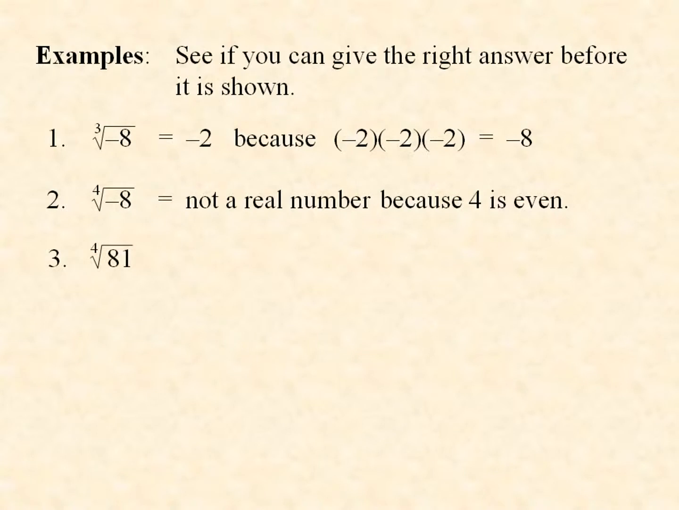Fourth root of 81. That's 3, because 3 times itself 4 times is 81. 3 times 3 is 9, and another 3 times 3 is 9, and 9 times 9 is 81.